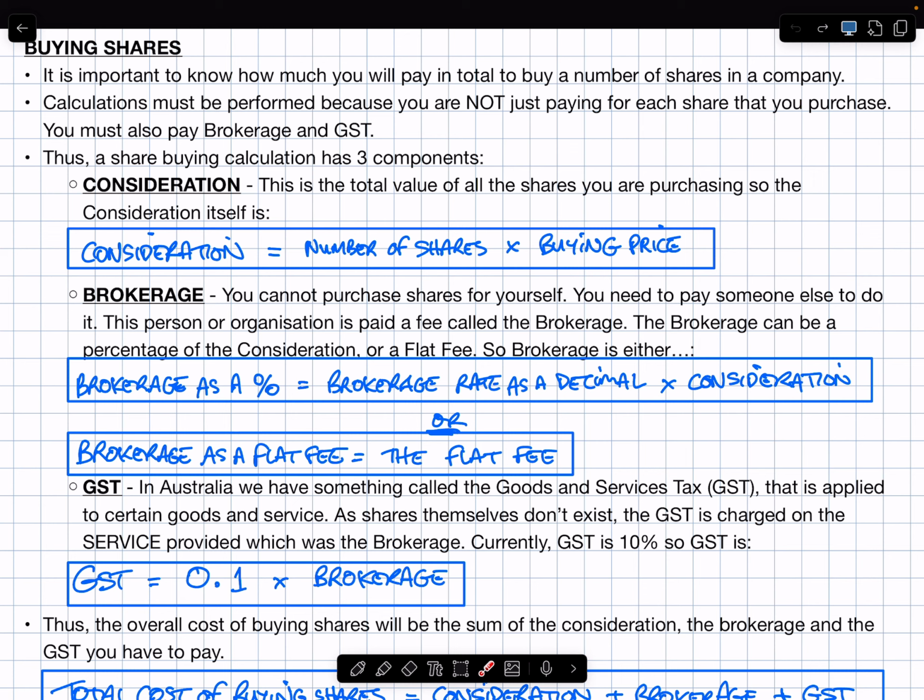That seems pretty simple, but that's not the only thing that you have to pay. Can you get this first block, please? Consideration is number of shares times by the buying price.